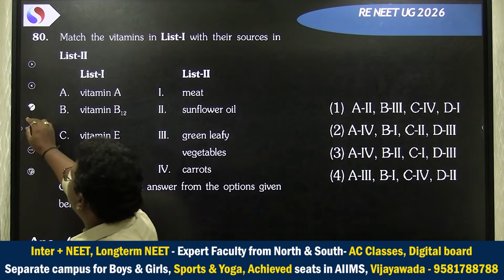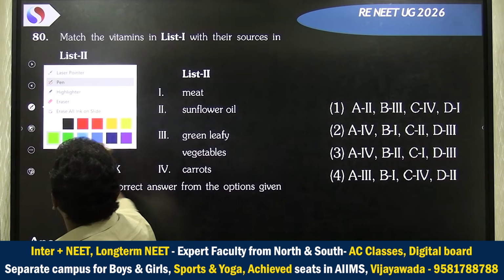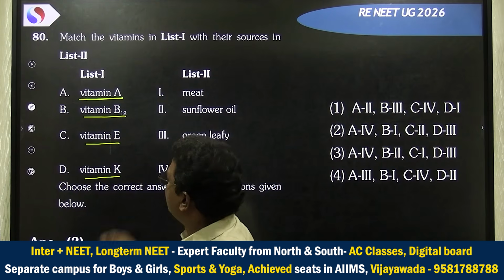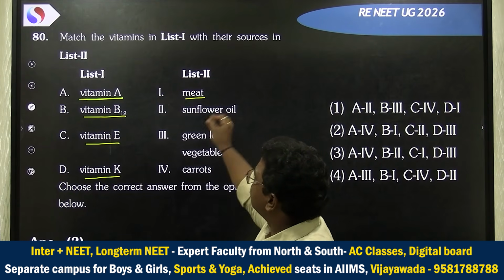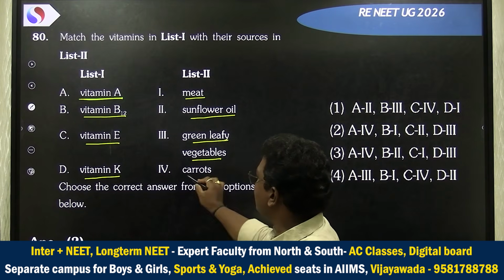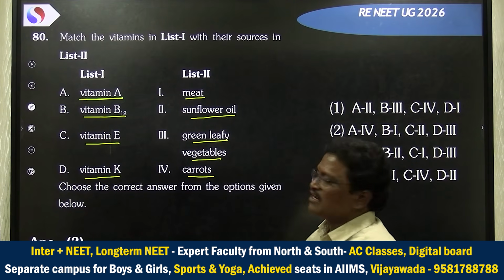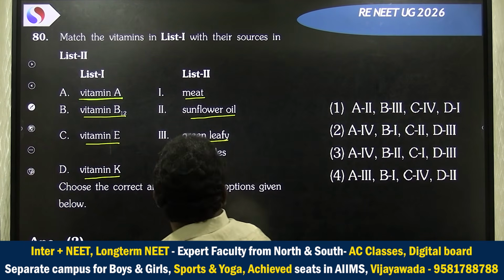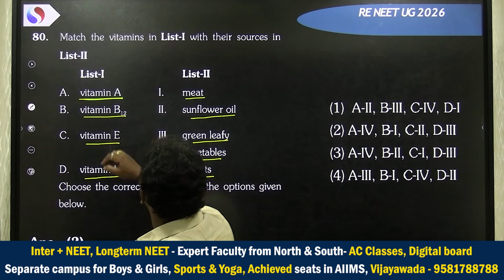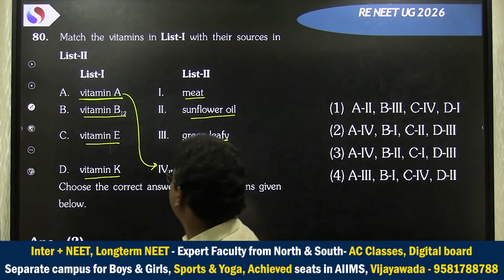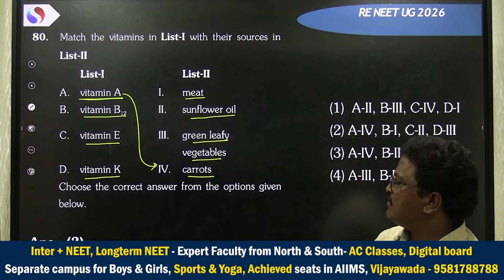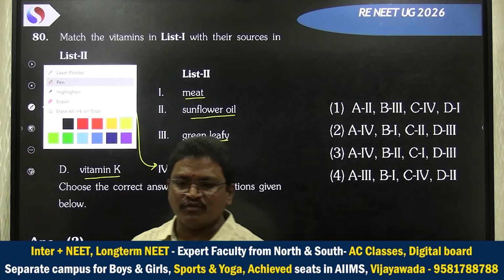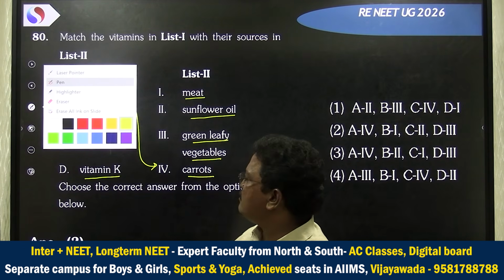ఇక్కడ ఇచ్చిన క్వశ్చన్‌లో ఏమేమి ఇచ్చారు చూడండి. Vitamin A, vitamin B12, vitamin E, vitamin K. ఈ సైడ్ meat, sunflower oil, green leafy vegetables and carrots. మనకు బాగా తెలుసు. విటమిన్ A దేంట్లో ఉంటుంది? Carrots లో ఉంటుంది. Carrot, egg, milk వీటన్నిటినీ బెస్ట్ ఎగ్జాంపుల్‌గా చెప్తాం.